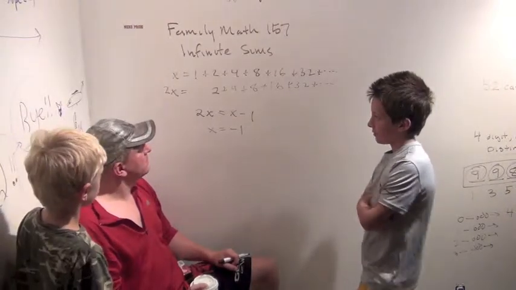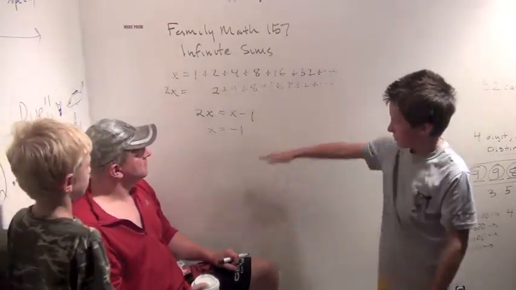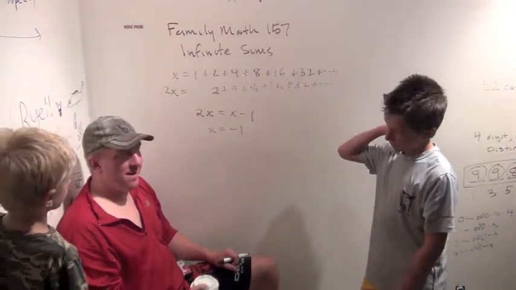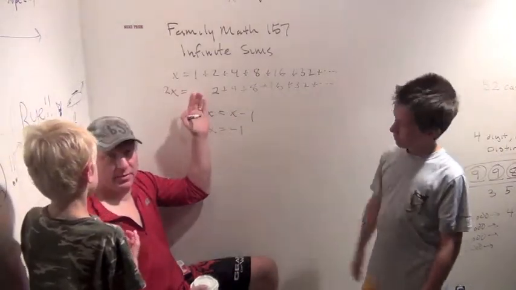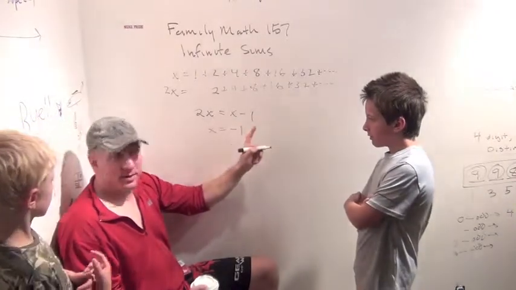Weird. Because if you sum it up finitely, it's bigger than minus 1. But I guess infinitely, it is minus 1. Huh. But this is basically the same math that we used to show that 0.9999 equals 1.